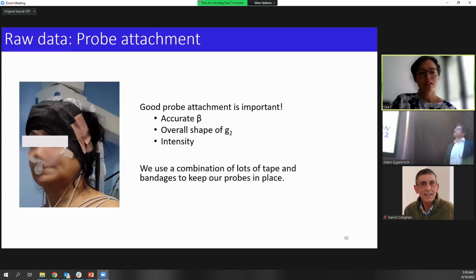I've repeated probe attachment three times now. It's important to have your probe attached well, both for having accurate betas and a good decay, so your overall shape in G2, as well as to make sure that you're getting a good detected intensity level. In our case, we don't have fancy headgear, but we just use a combination of lots of tape and bandages to keep our probes in place.